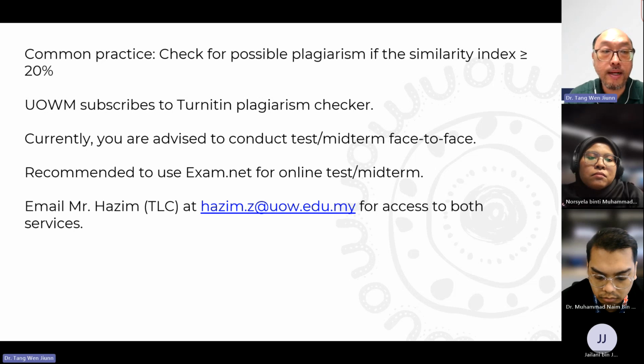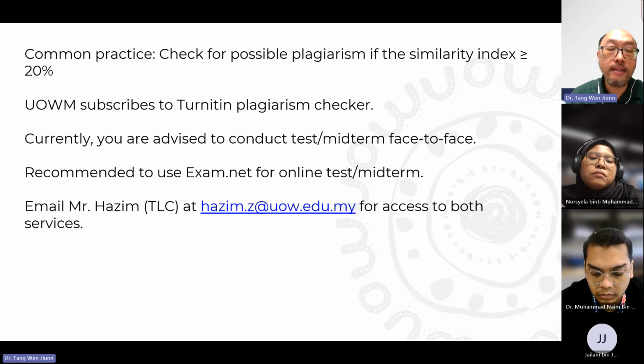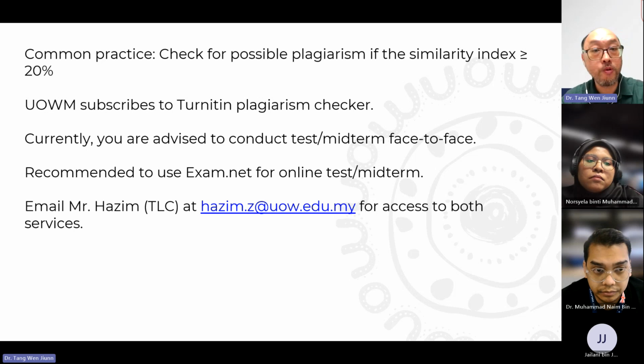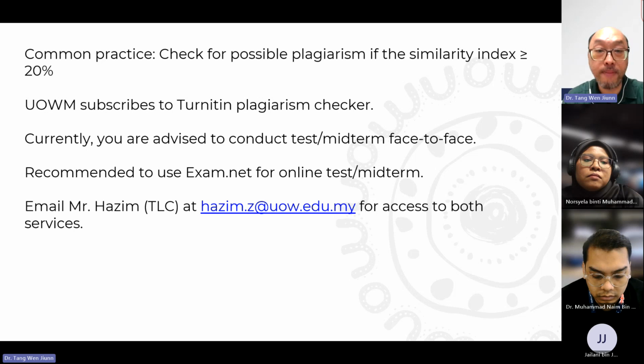And of course, for those assignments, normally we ask them to check for plagiarism. So we ask them to run Turnitin. The typical benchmark is 20% or lesser. Anything more than 20% is a red flag already. Of course, the percentage here depends on your school also. Your school might have its own benchmark, so you follow that. But this 20% is the common practice. So we have the Turnitin checker.